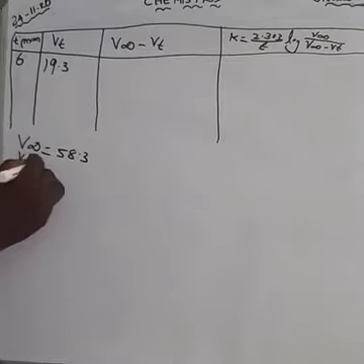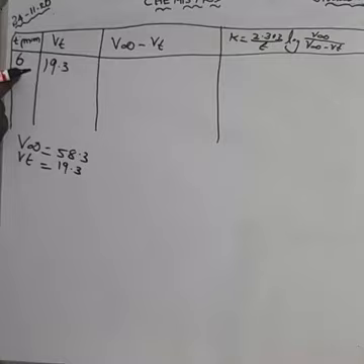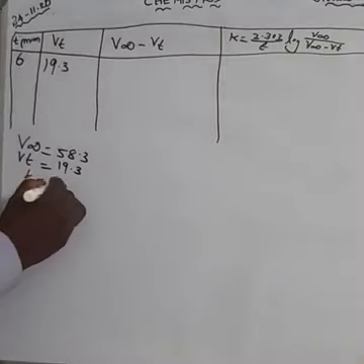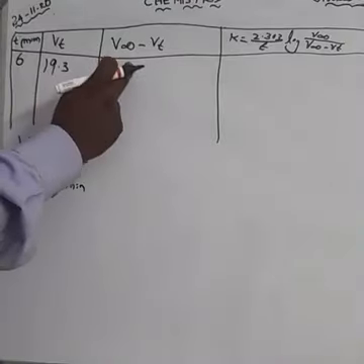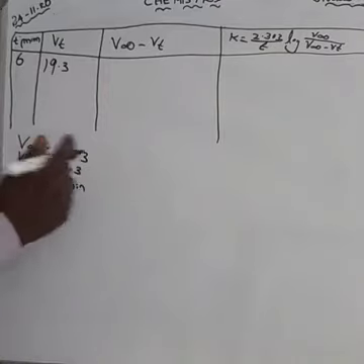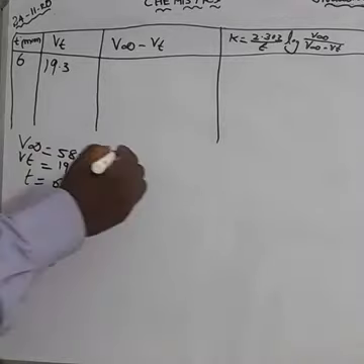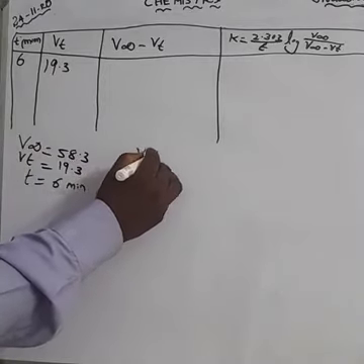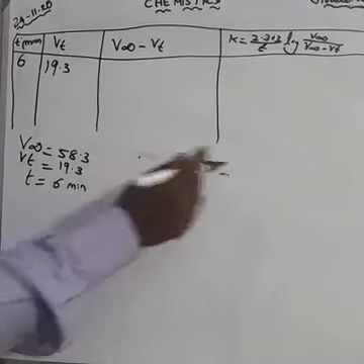What about the Vt? Vt is the volume at time t. Vt is equal to how much? 19.3. And the time T is equal to 6 minutes. That is given. Am I right? So we should calculate the value of K. First we should find out V infinity minus Vt. V infinity value is 58.3.